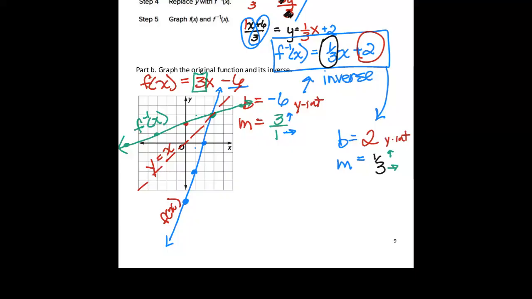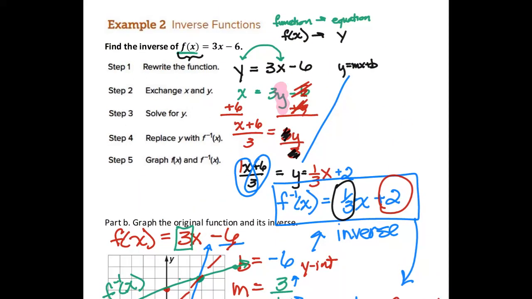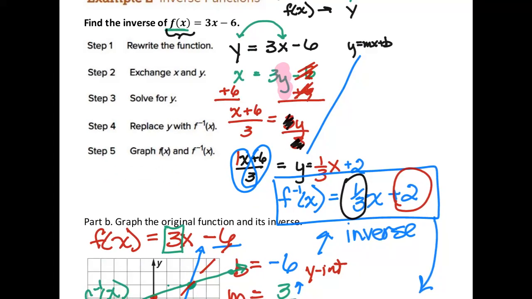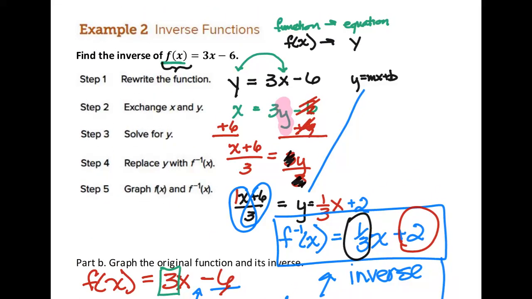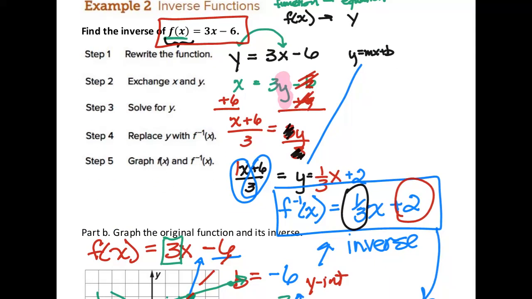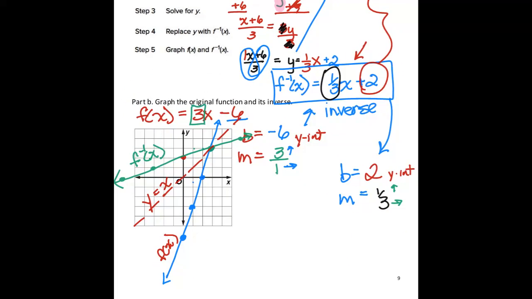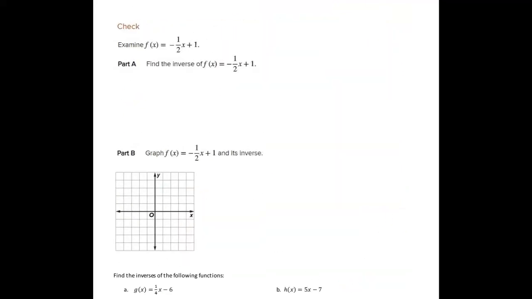All right. Questions on that? So, Amani, what I was saying before, when you start with a function like this, you really should be doing all of these steps to get to this. All right. Let's go to the next page.